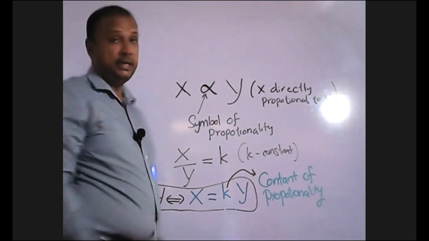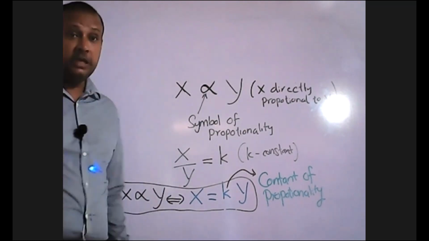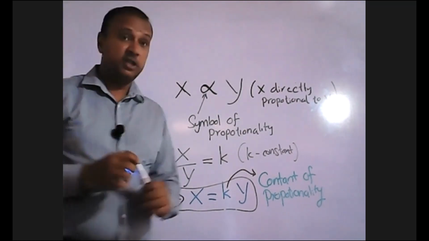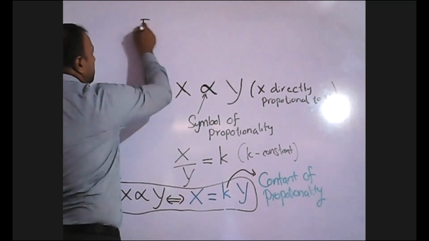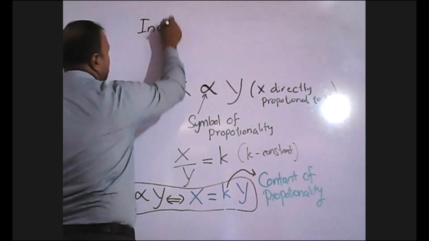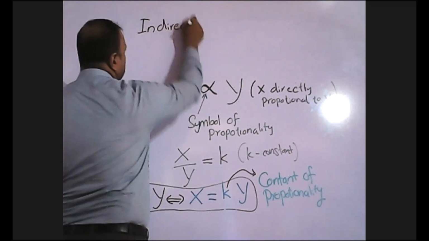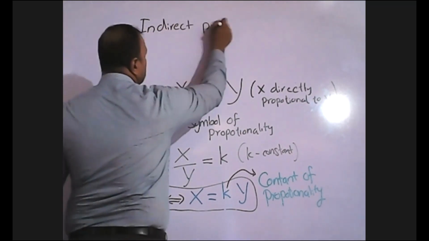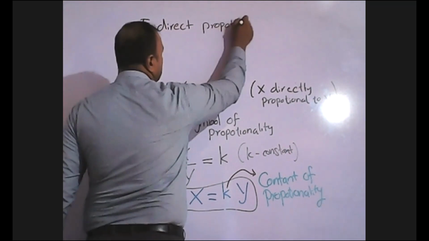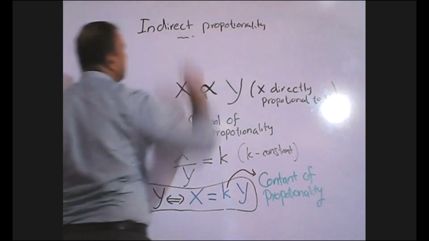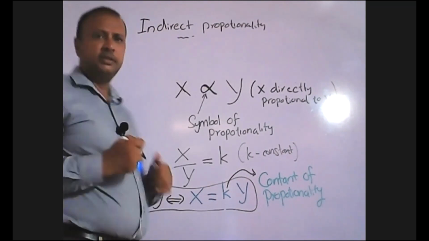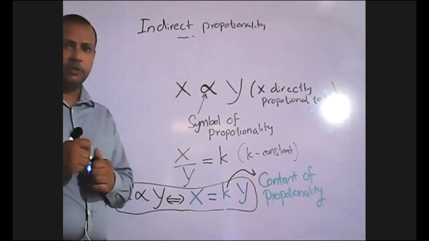Okay. The second relationship is indirect proportionality. Indirect proportionality. What is an indirect proportionality?